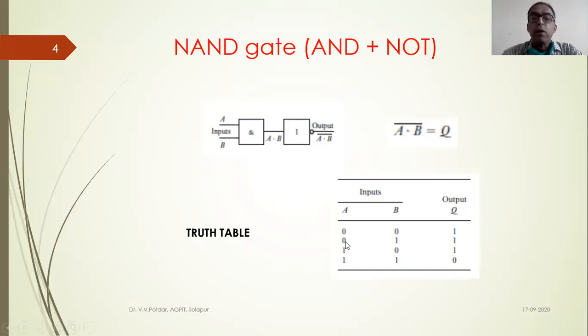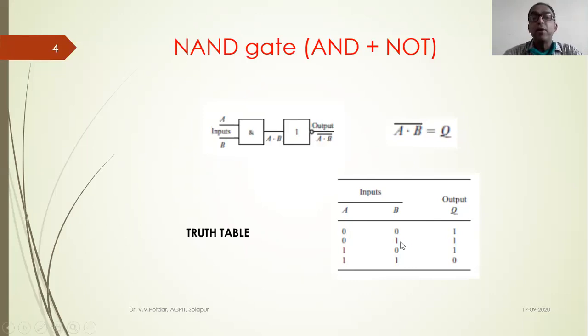Okay. For the AND gate, A is 0, B is 1. For the AND gate, both should be the same to get that same output, isn't it? So A is 0, B is 1. What will be the output for the AND gate? 0, isn't it? 0.